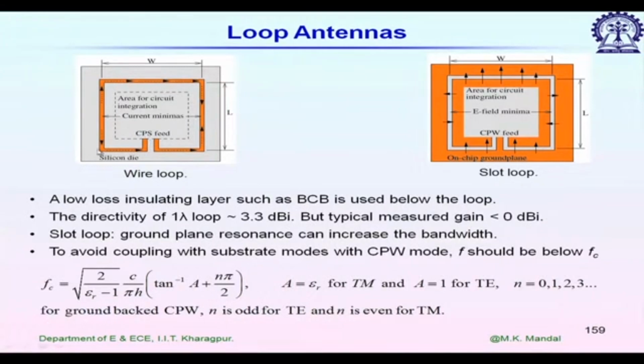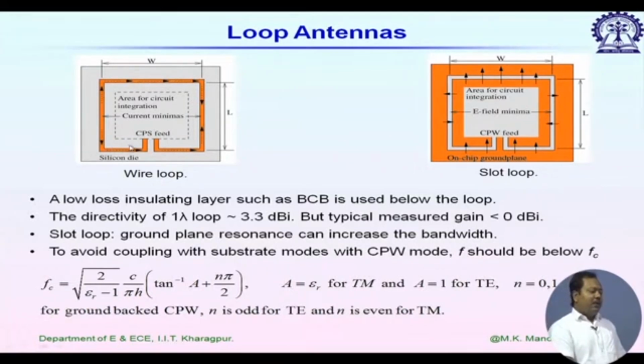When we are going to use a loop antenna on chip, obviously it will be a resonating loop antenna and we are expecting radiation in the broadside direction. So, let us see this example. We have one wire loop antenna and its length is 1 lambda at the operating frequency, and the typical gain we get from a 1 lambda loop is more than 3 dBi. But when we fabricate it on silicon, because of the increased losses, the realized gain is always less than 0 dB, it will have some negative value.